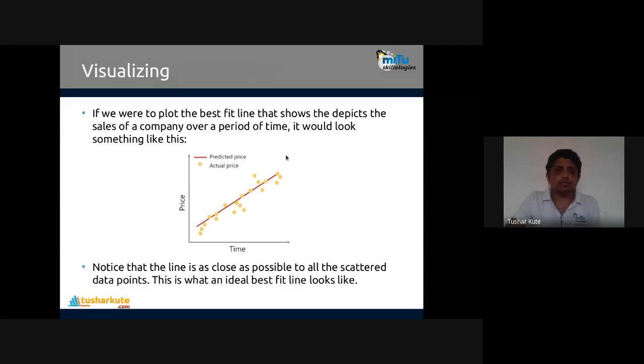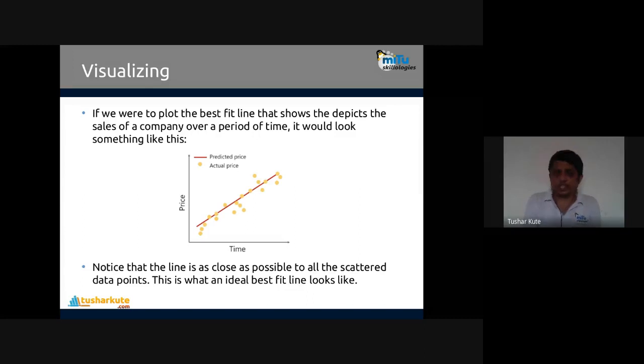Now see, if we were to plot the best fit line that depicts the sales of a company over a period of time, it will look something like this. For example, I'm having a time parameter as the input. Time is your input and price is your output. The actual price is shown on the y-axis here. So you can see that according to the time the price is increasing, and the red line, which is the line of best fit, shows the predicted price, which is the averaging line of all the points which you have plotted over here.